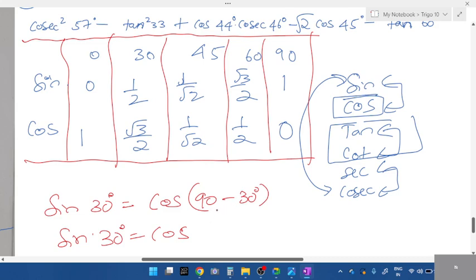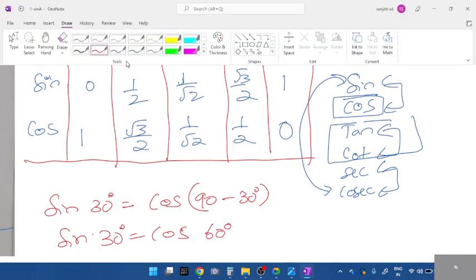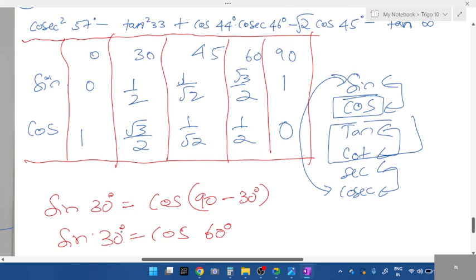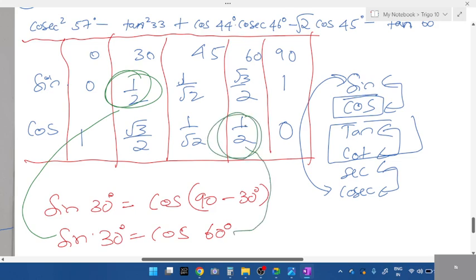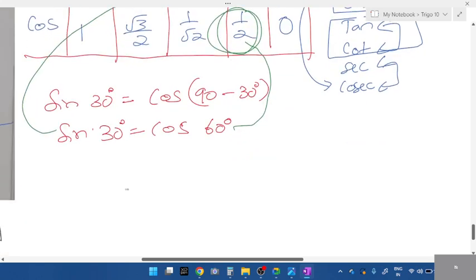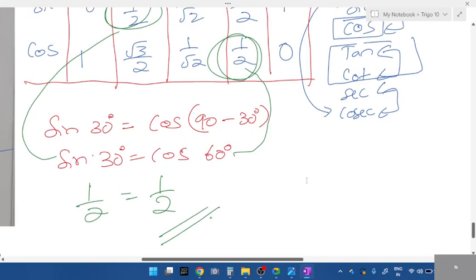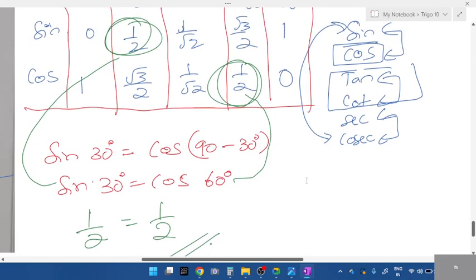90 minus 30, 60 degree. So from this, what equation did we get, students? Sine 30 should be equal to what? Cos 60. Check the table. What is sine 30 value? Check cos 60. What is cos 60? 1 by 2. If I substitute the values here, 1 by 2 is equal to 1 by 2. Is left hand side equal to right hand side? And this is the actual concept of complement.